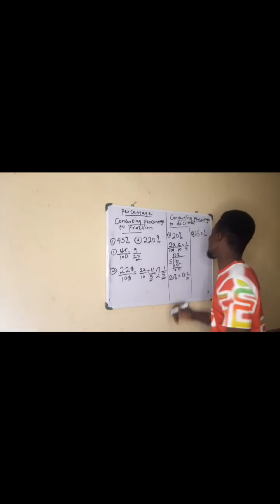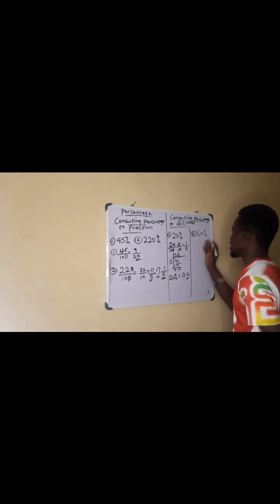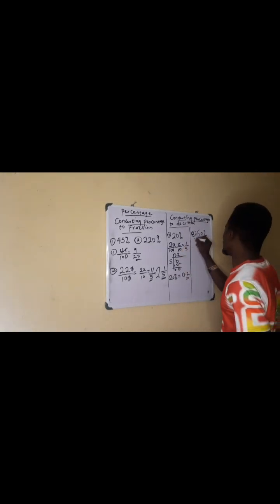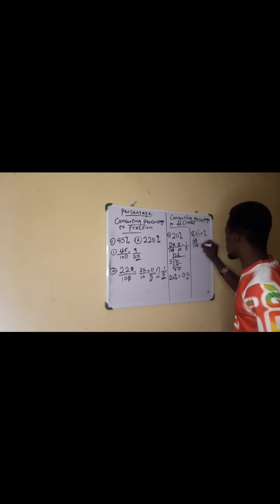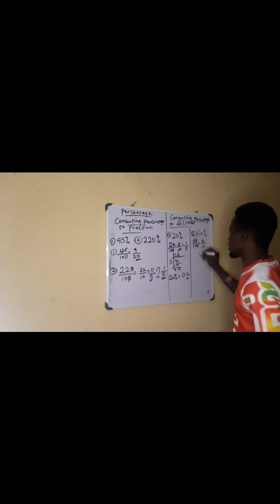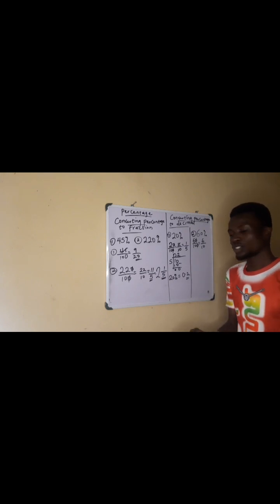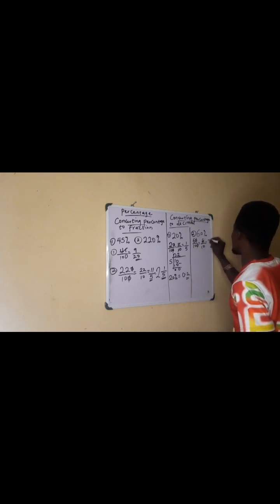I hope you're following. Then lastly, we have 60%. It's still the same approach as this. It's going to give us 60 over 100. And when we reduce, 0 will cancel 0. And you're left with 6 over 10. 2 can simply reduce both. So 2 reduce 6 will give us 3, and 2 reduce 10 will give us 5.